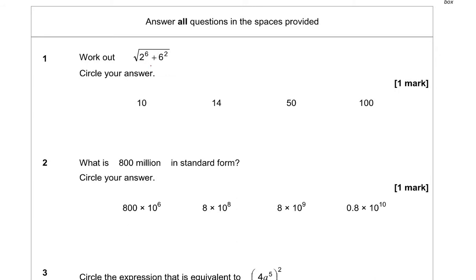So question 1, work out 2 to the power of 6 plus 6 squared, all square rooted. So 2 to the power of 6 is 64, and 6 squared is 36. So this is the square root of 100, and this is 10.